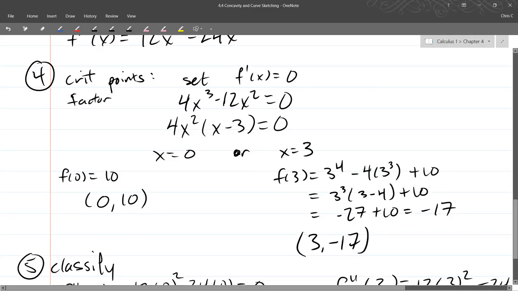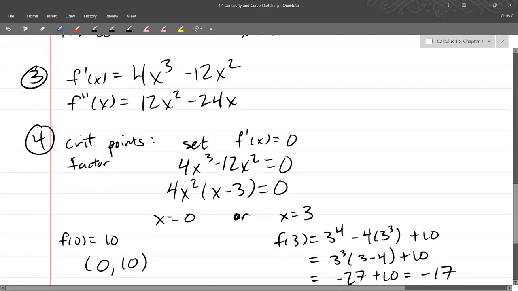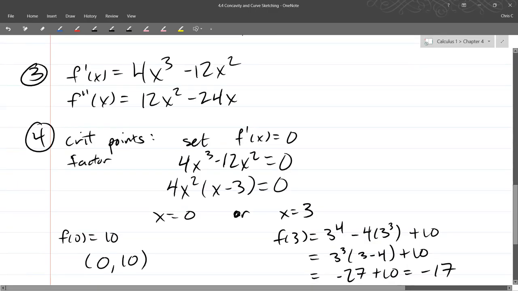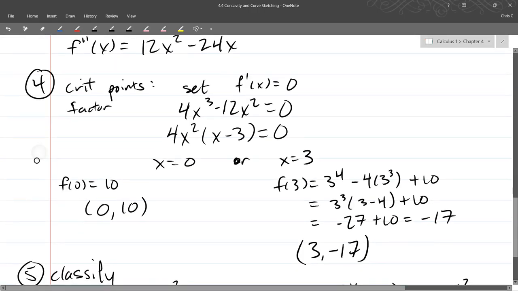If you were following along in pre-calculus 1, this is a repeated root, so it's going to be a bounce x-intercept. If you remember crossing and bouncing x-intercepts, this is going to be a bounce x-intercept. If you didn't take my pre-calculus 1 class, don't worry. It's not terribly important. We'll fix it all with calculus.